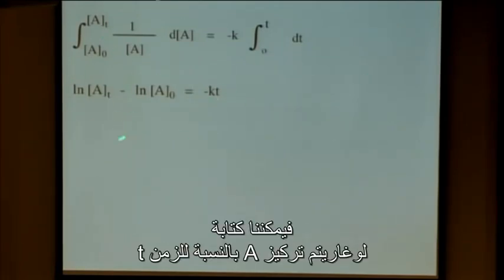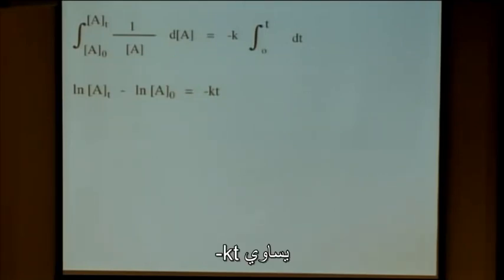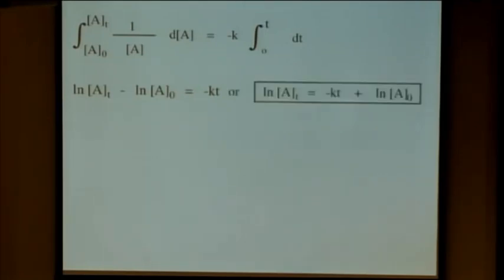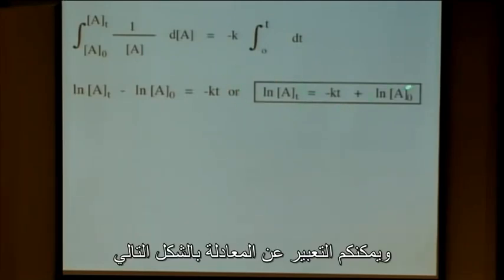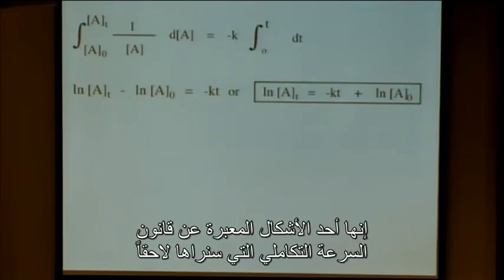Now you can write this expression also in terms of natural log. So we can rewrite this in terms of the natural log of the concentration of A at time t minus the natural log of the concentration of A at our original time, or the original concentration, equals minus kt. And you can also express it in this form, so you can just bring this over to the other side of the equation, and this is one expression for the integrated rate law that you will see.